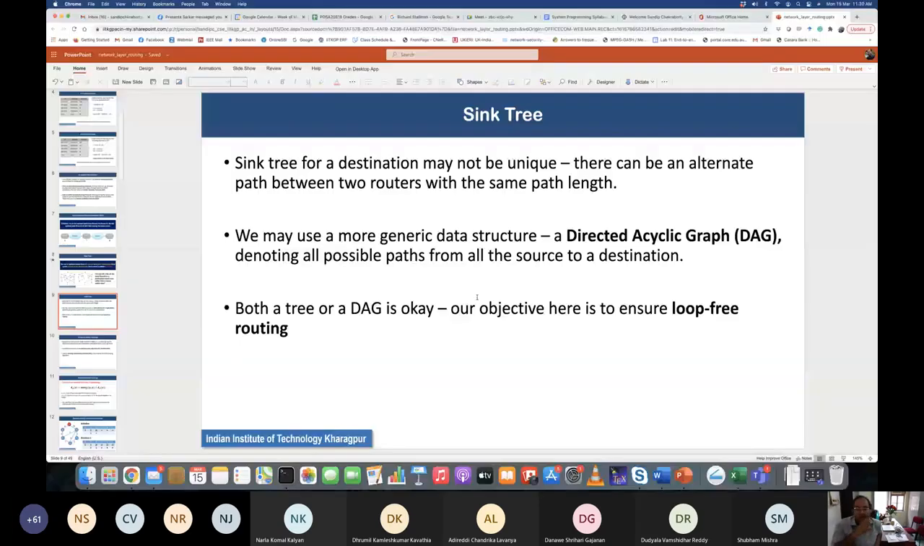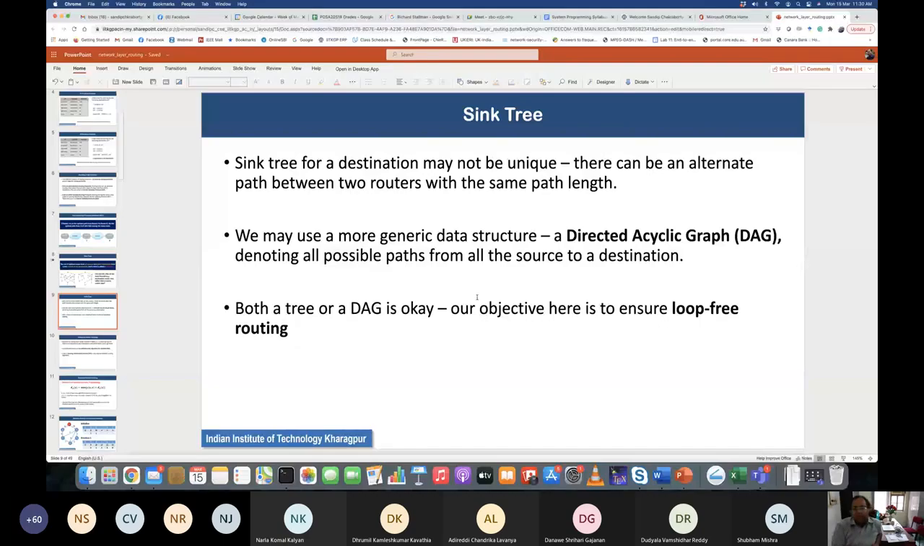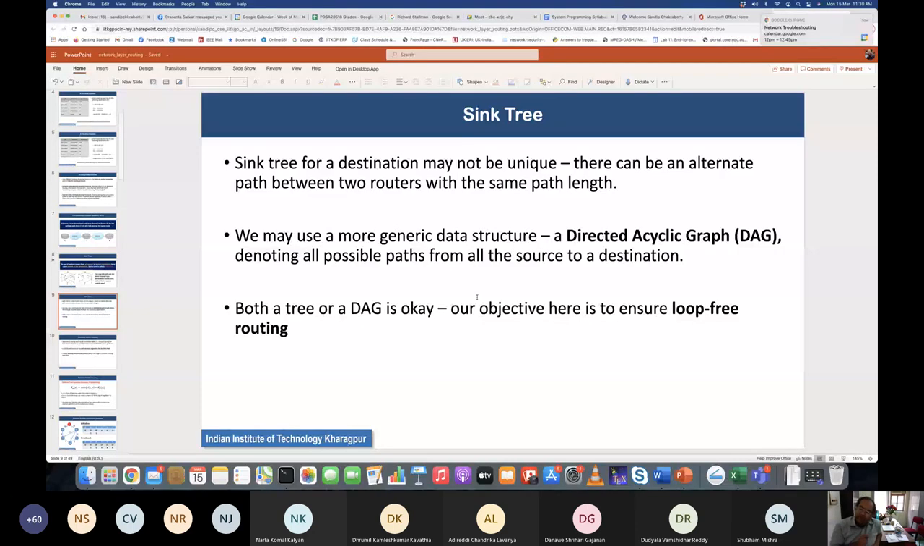As I was mentioning, and this is another important thing, the sink tree for a destination may not be unique, because there can be alternate paths between two routers with the same path length. In the internet, due to multi-homing we can have multiple paths towards a destination. So typically we may use a more generic data structure like a directed acyclic graph, or DAG, that denotes all possible paths from all sources to a destination. From the internet routing perspective, both a tree or a DAG is okay. Our only objective would be to ensure loop-free routing.